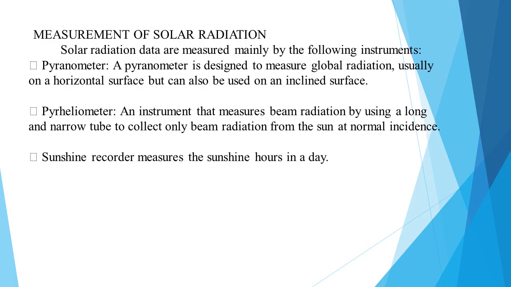Measurement of solar radiation. Solar radiation data are measured mainly by the following instruments: pyranometer, pyrheliometer and sunshine recorder. Pyranometer is designed to measure global radiation, usually on a horizontal surface, but can also be used on an inclined surface. Pyrheliometer is an instrument that measures beam radiation by using a long and narrow tube to collect only beam radiation from the sun at normal incidence. Sunshine recorder measures the sunshine hours in a day.